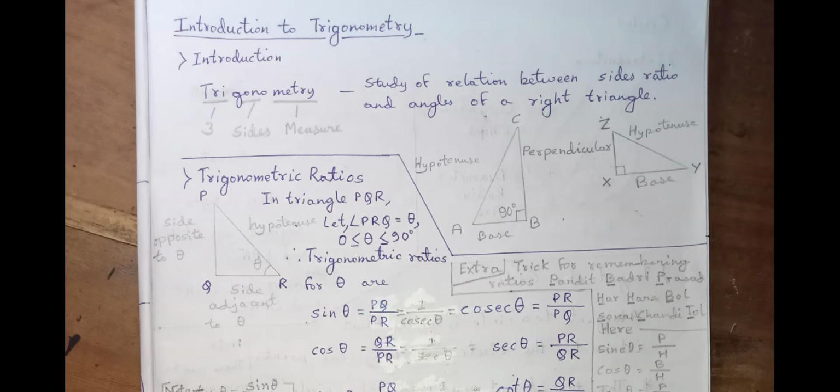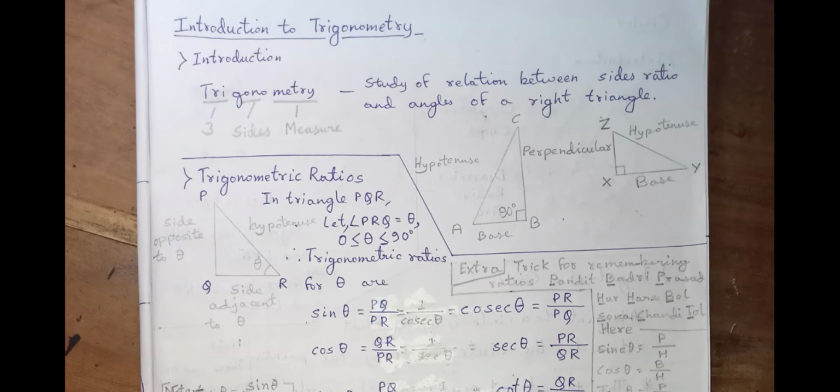Here one thing to be noticed: the base and perpendicular are variables. They may be changed as per one's perspective. Alright, let's go to the next point.